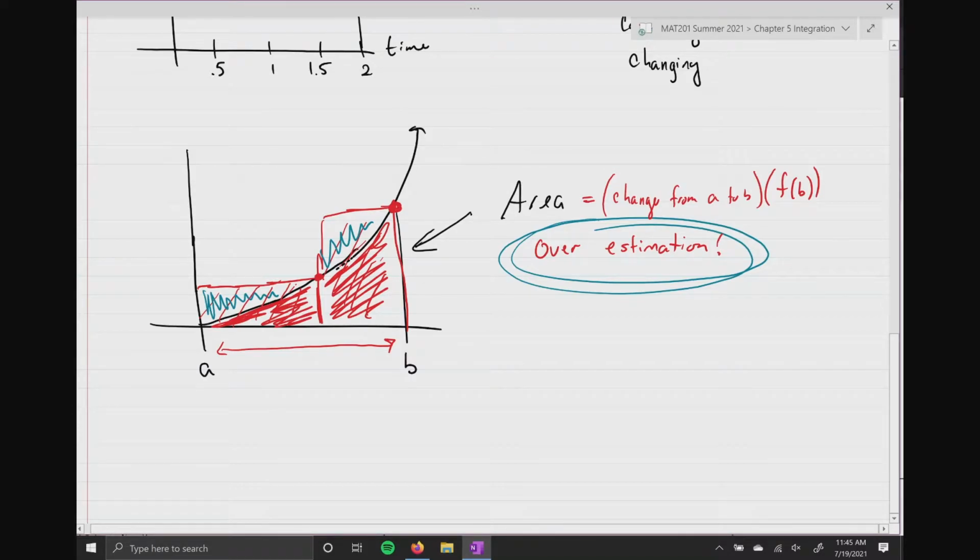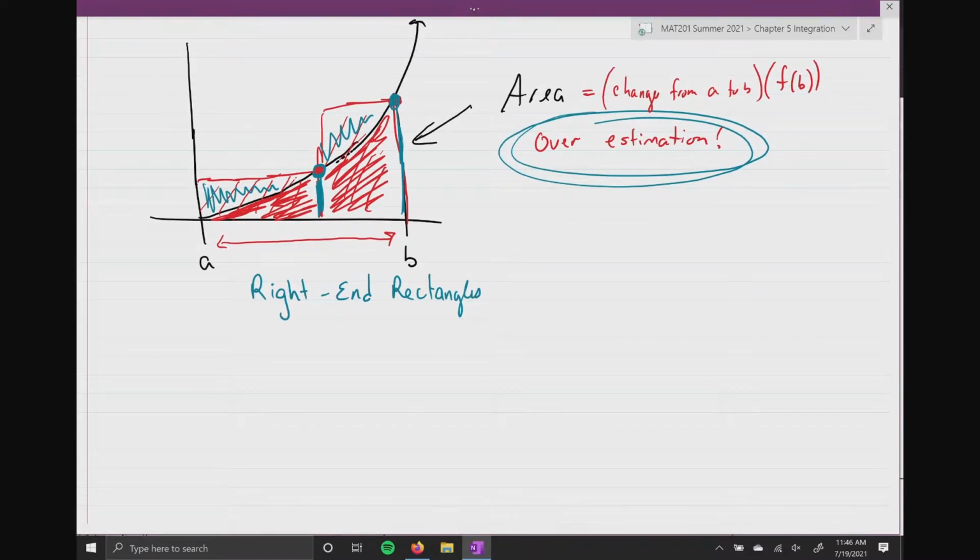Okay? Now, I'm very specific with how I'm drawing my rectangles right here. These rectangles that I'm drawing are called right end rectangles, okay? And the reason why they're called right end, okay, is right here, the tip of my rectangle on the right side is actually hitting the function. So this is going to give me an over approximation.